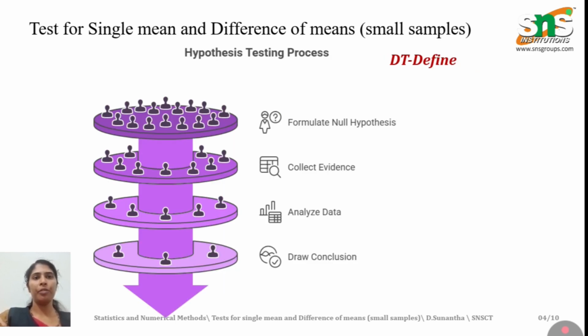So here is the define part, in which hypothesis testing for small samples is defined. First, with the given problem statement we have to formulate the null hypothesis. The null hypothesis is nothing but the given problem or data being tested for possible rejection. Next is the collection of evidence, that is, collection of data. Next is to analyze the data. Next is to draw the conclusion.